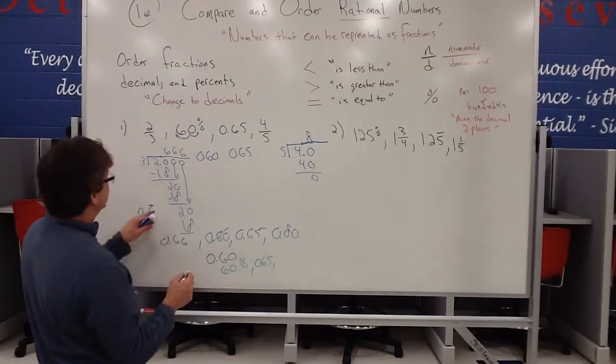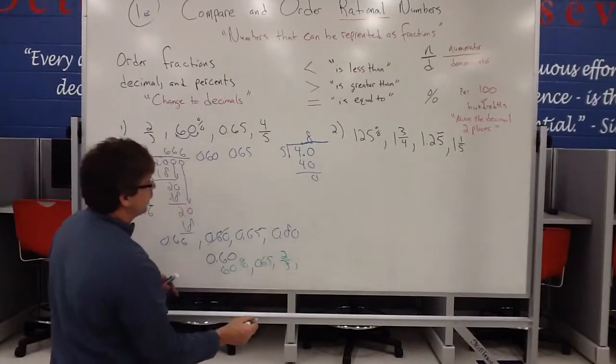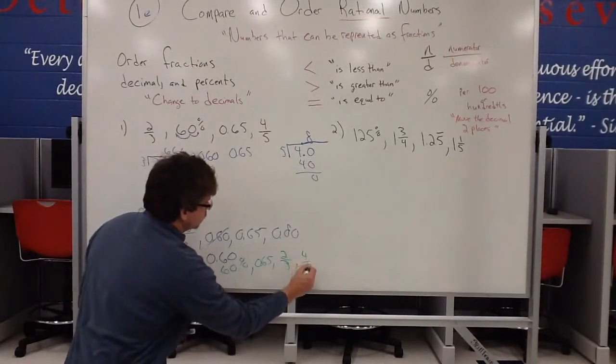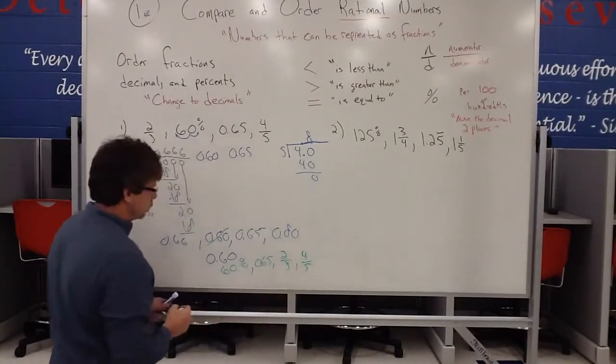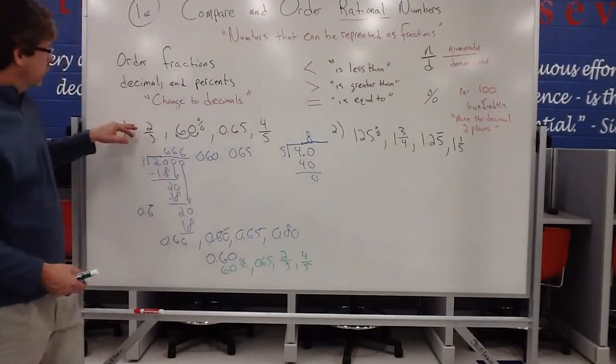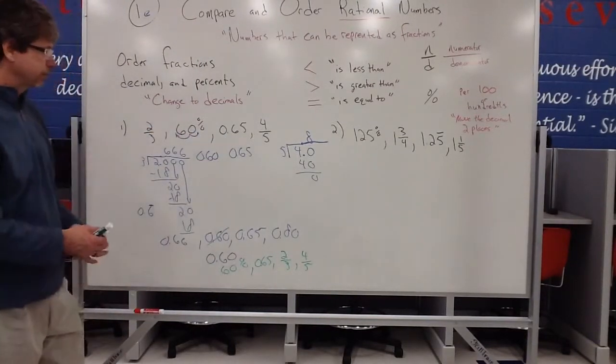The 0.66, that was our 2/3. The 2/3 would go in here, and then the 80/100ths, that corresponds to the 4/5. So the 4/5 would be our largest fraction. So that's a strategy I can do to change fractions, percents, and decimals into smallest to largest.